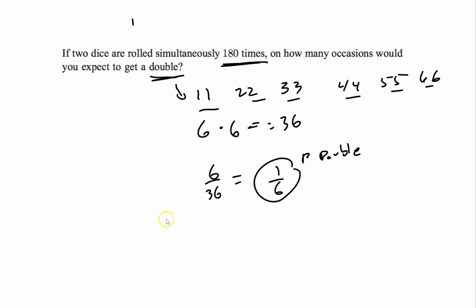They're going to roll this 180 times, so your expected value is n times p, or 180 times 1 over 6.